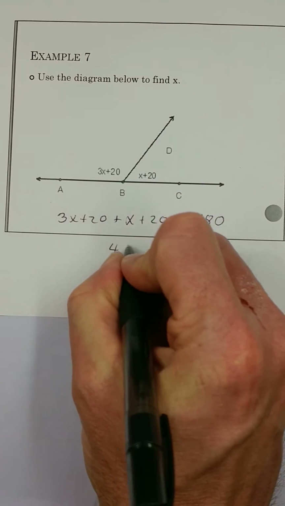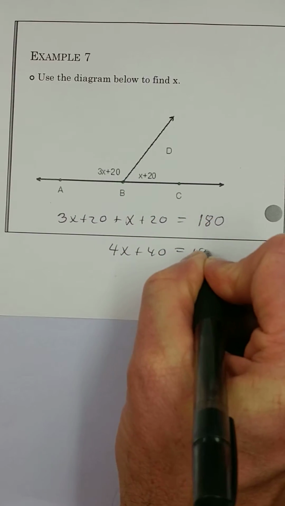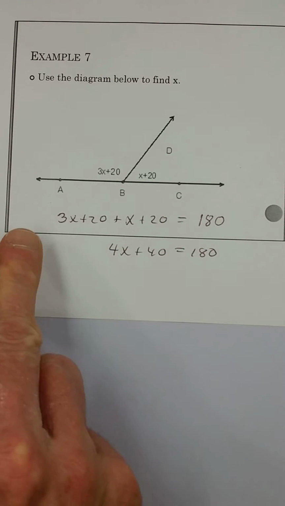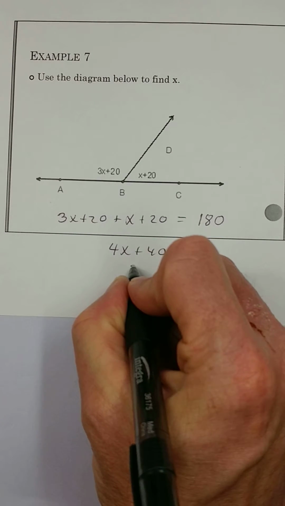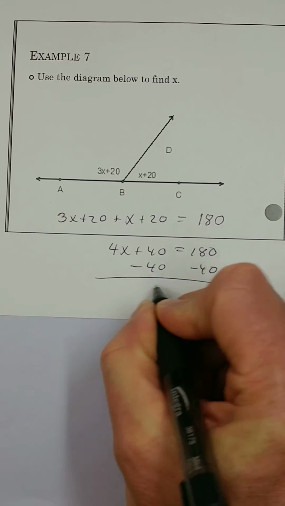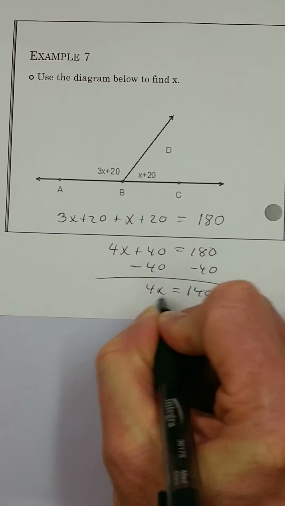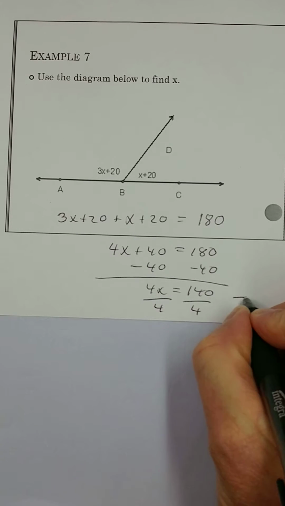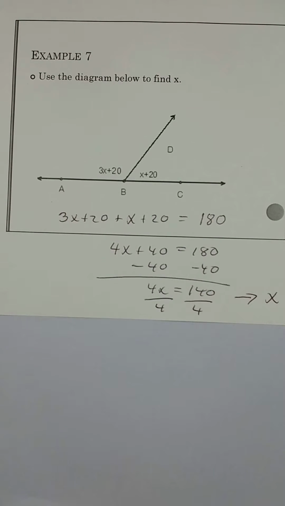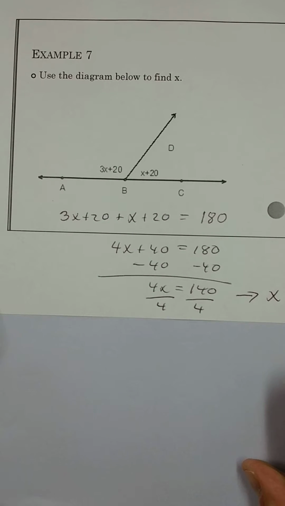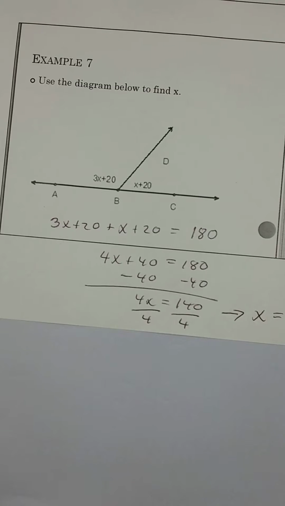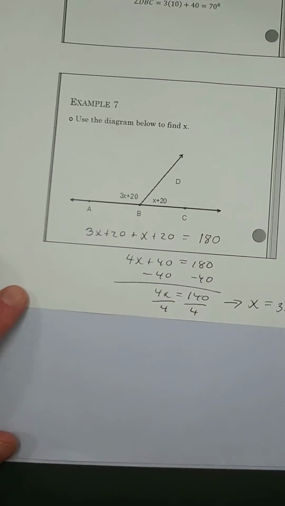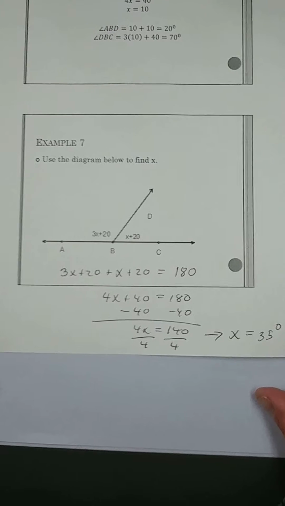So we end up getting 4X plus 40 is 180 by adding all your like terms. Again, subtract 40 gives me 4X is 140. And then if we divide by 4, I believe that comes out to 35. Yeah, it does. I went off the page, hold on. So your answer would be 35.